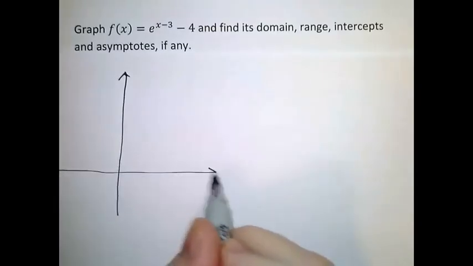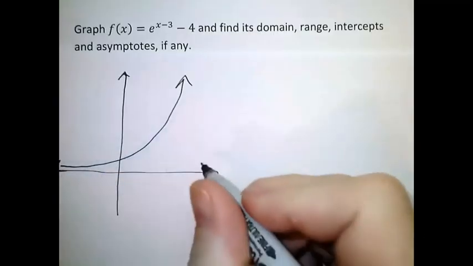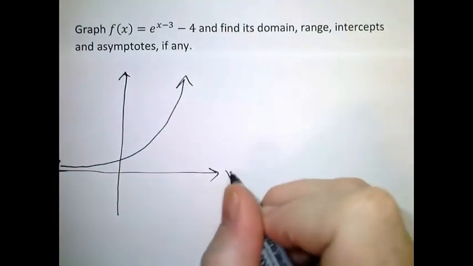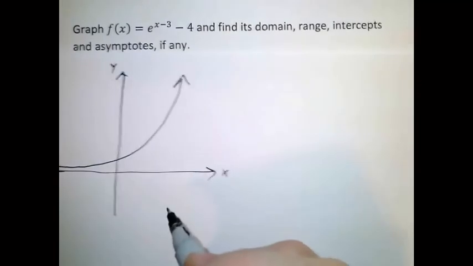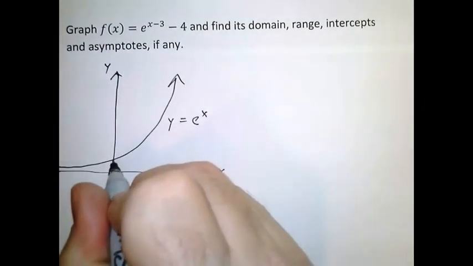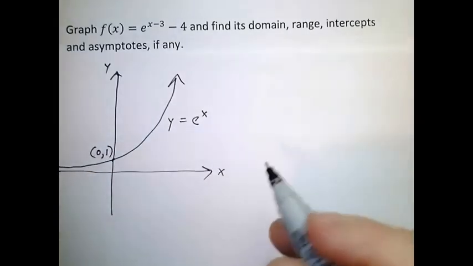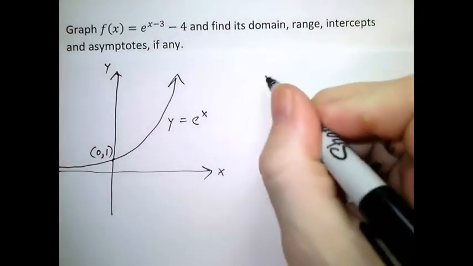And so here's my y equals e to the x. So x-axis, y-axis, y equals e to the x. This is a point, of course, x is 0, y is 1. And I might notice its domain, range, and asymptote.